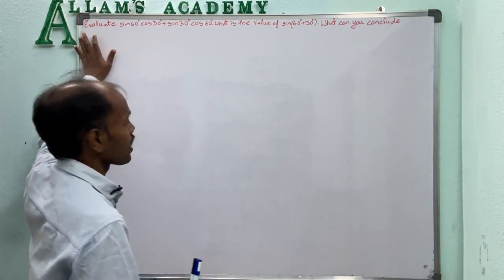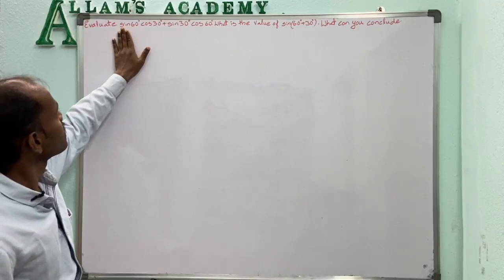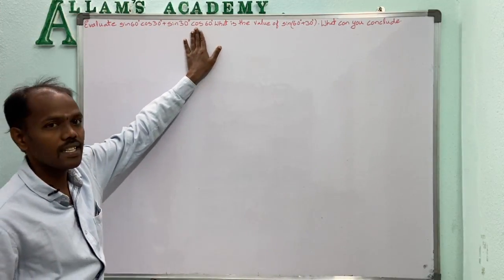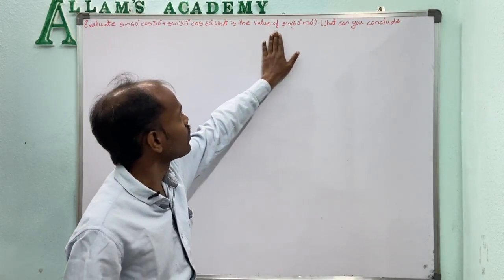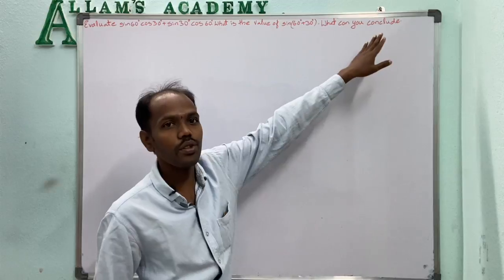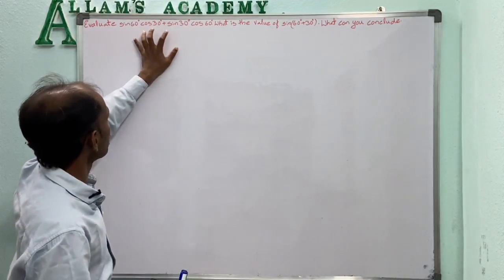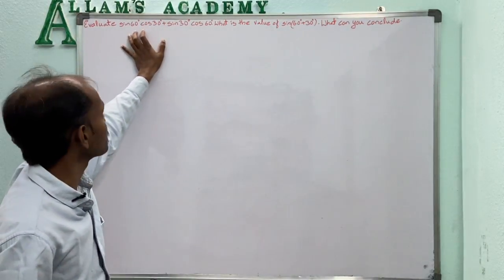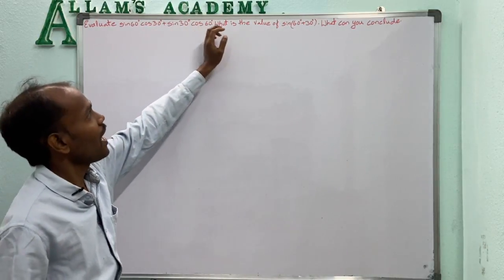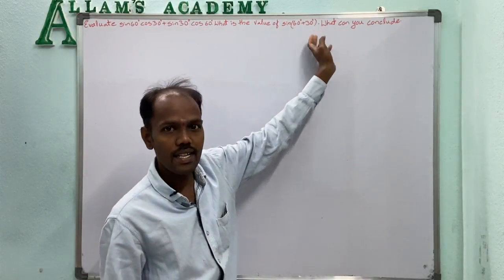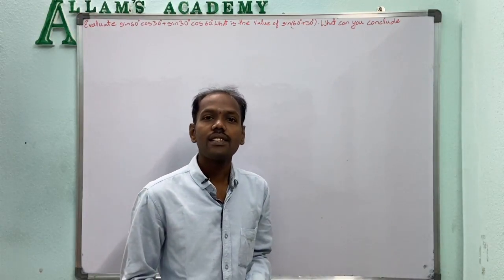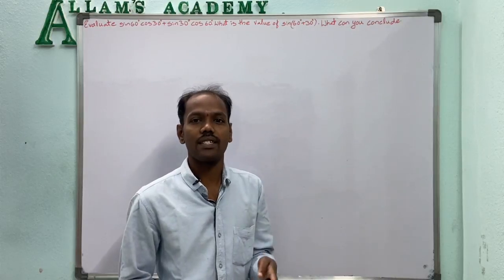Now we see a problem. Evaluate sin 60 degrees cos 30 degrees plus sin 30 degrees cos 60 degrees. What is the value of sin of 60 degrees plus 30 degrees? What can you conclude? That means by finding the value of sin 60 cos 30 degrees plus sin 30 degrees cos 60 degrees and the value of sin of 60 degrees plus 30 degrees, will there be the same result or anything else coming?